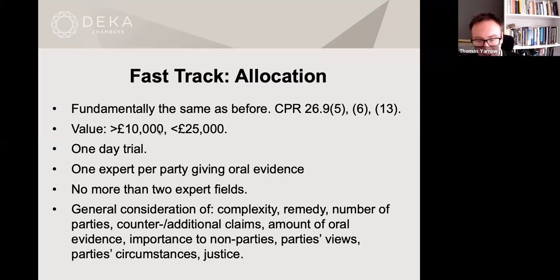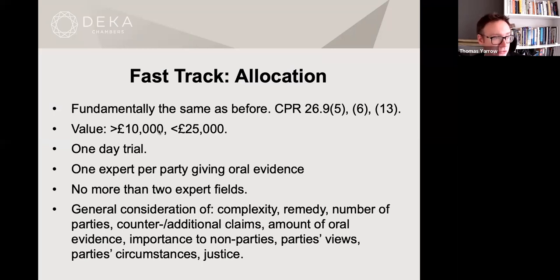general considerations: complexity, remedy, number of parties, counterclaims, additional claims, oral evidence, how much is going to be required, the importance to non-parties, public importance, etc. What the parties say in their DQs, what the parties' circumstances are, and of course, the general overriding one that everyone considers in every case: justice. The overriding objective: justice, doing justice between the parties. So, most important thing, as ever, is the value, the length of the trial, and this little bit about expert fields. But those general considerations are always in play.